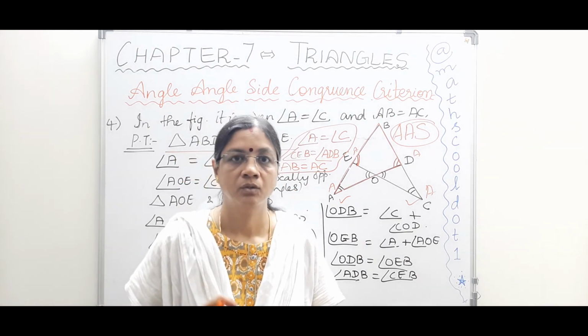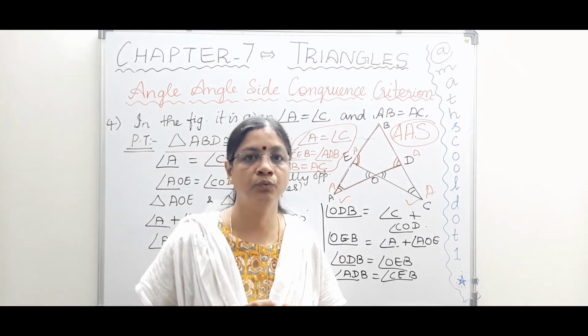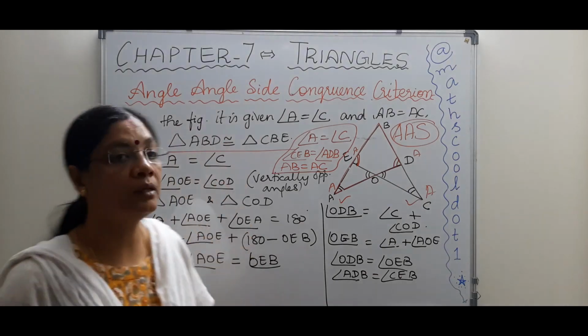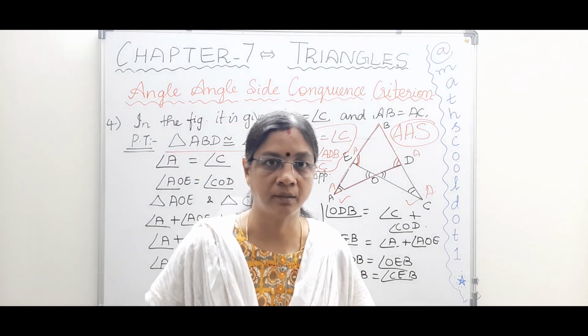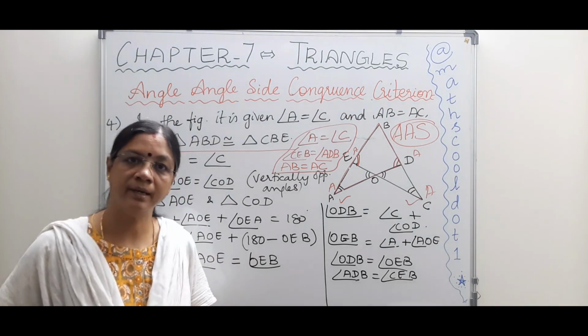Now do you understand? So this is how we proceed with the given data to prove the two triangles are congruent according to the angle side congruence criteria. Do you understand? So just take a note of it and we'll move on to the next problem.